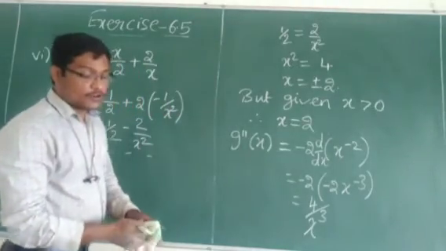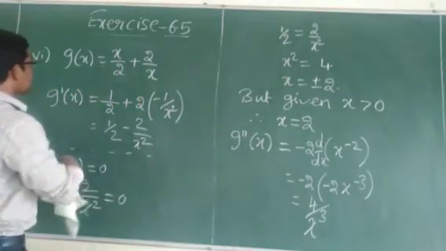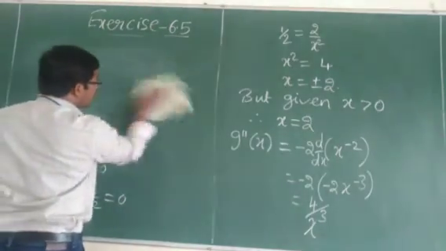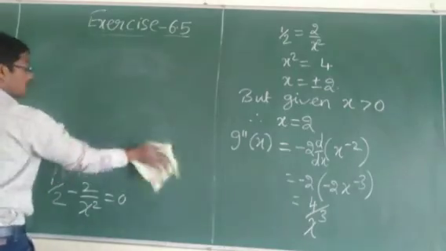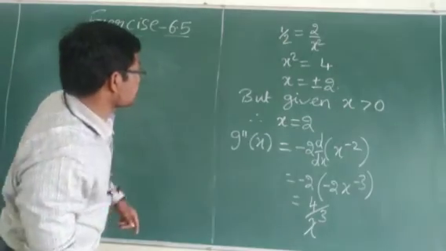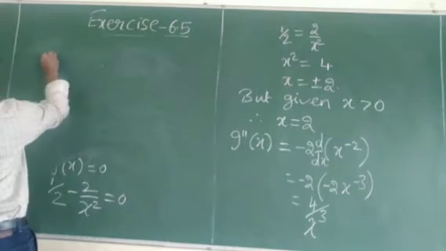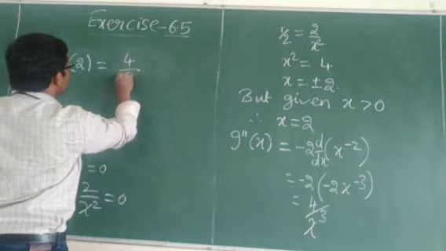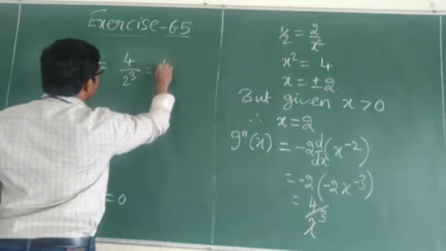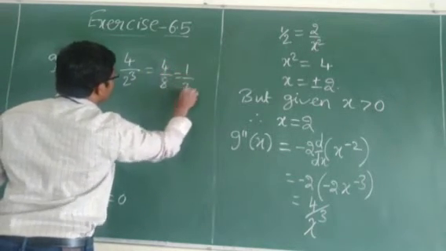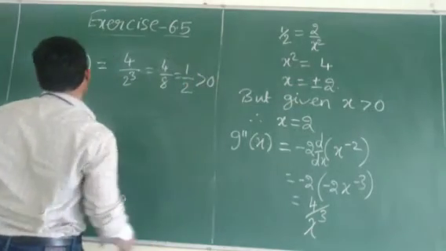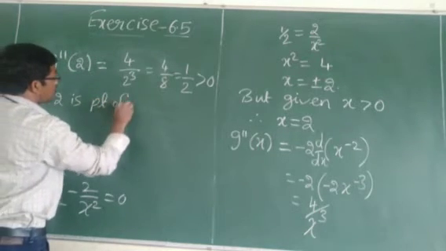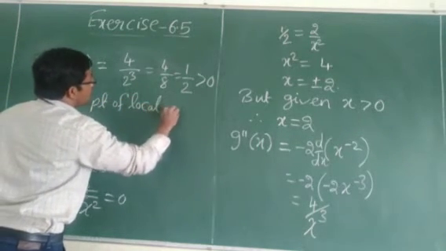In this second derivative, we can substitute the critical point. The critical point is 2. So the second derivative at 2, if we take, we get 4 by 2 cube, which is equal to 4 by 8, which is equal to 1 by 2, which is greater than 0. Therefore 2 is a point of local minima.